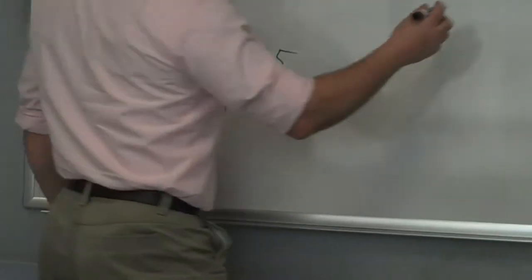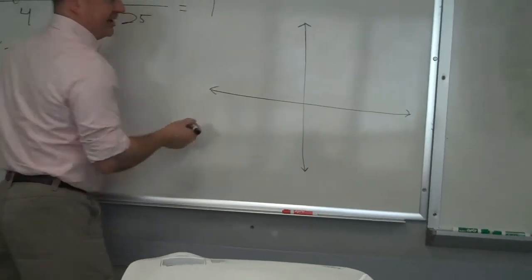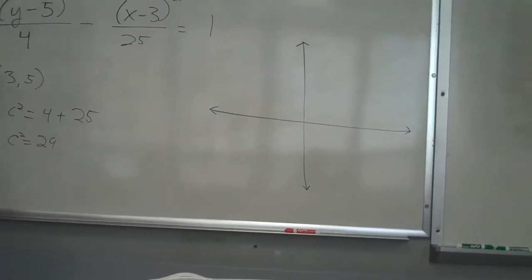So to graph this, should be getting a little quicker now. Root 29. Root 29, yeah, it's going to be 5 point something.